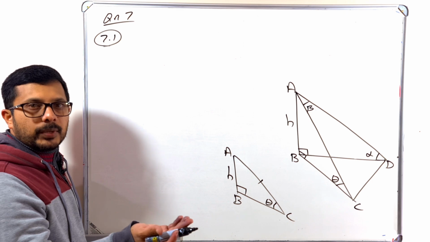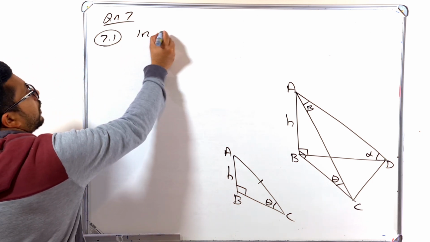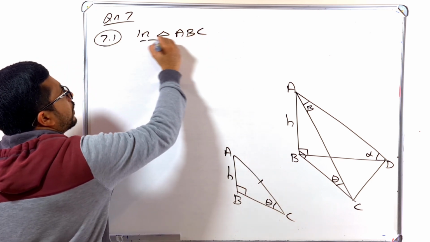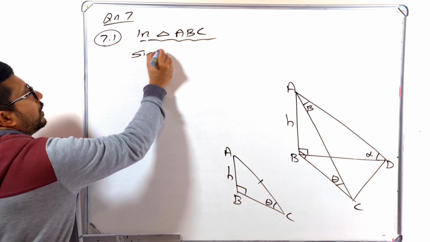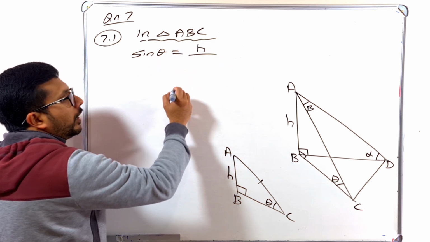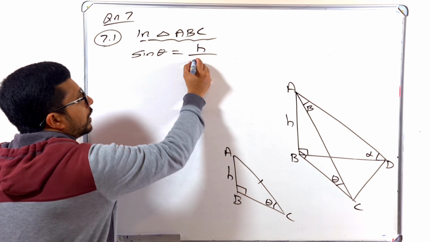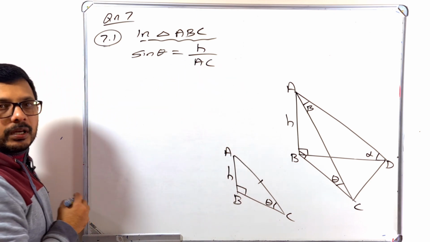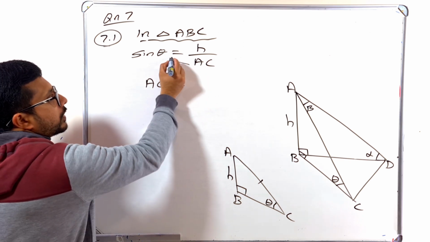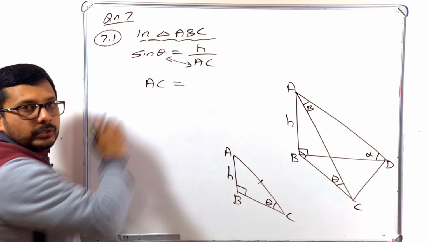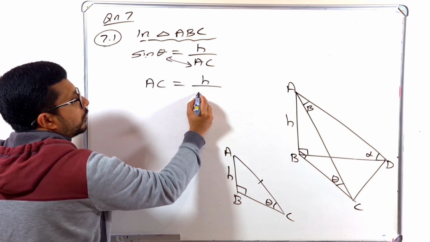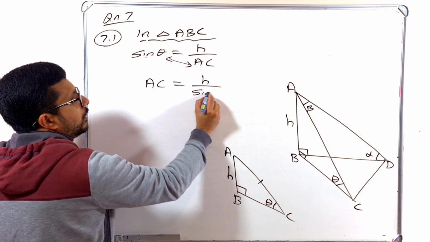Of course, sine. Am I right? Okay, so in triangle ABC, sine theta is the opposite side h divided by the hypotenuse. The hypotenuse is AC. So from here, how can you find AC? What is the shortcut method? AC goes here, and sine theta comes down. So AC is h divided by sine theta.